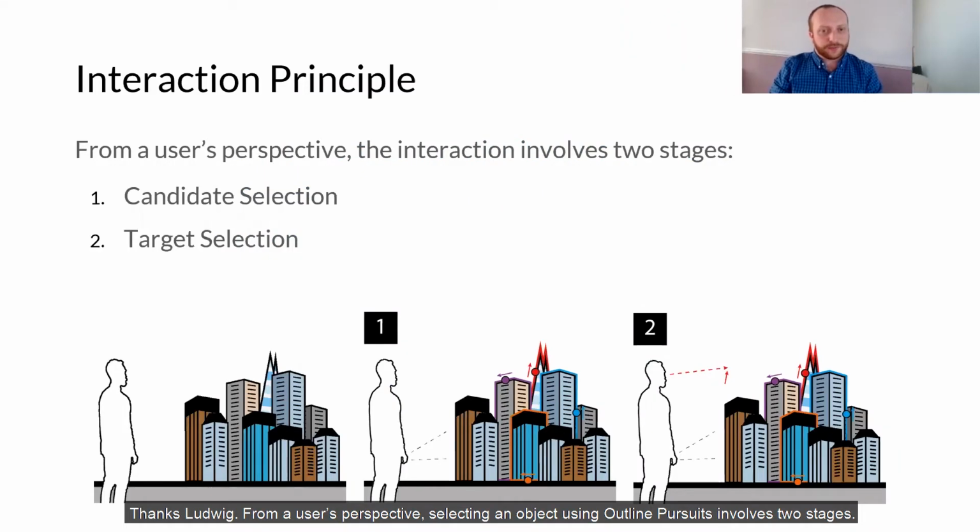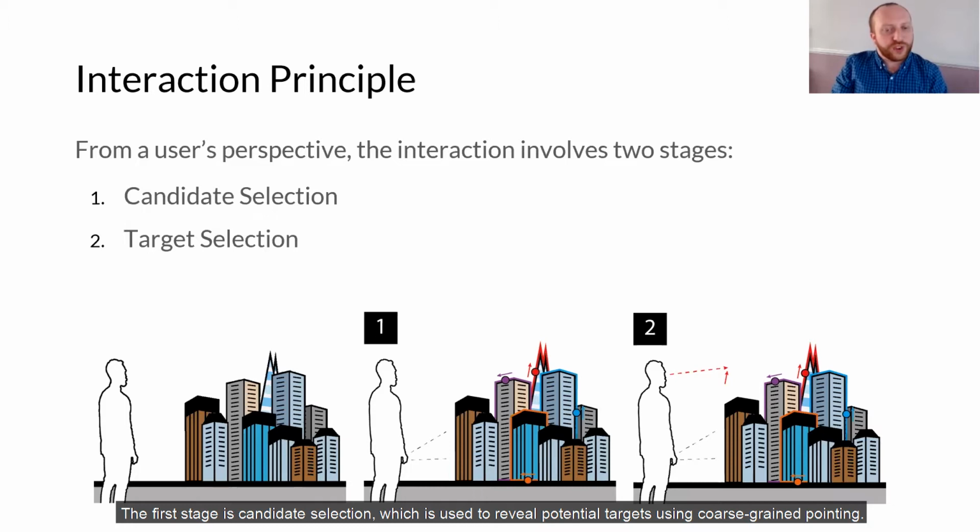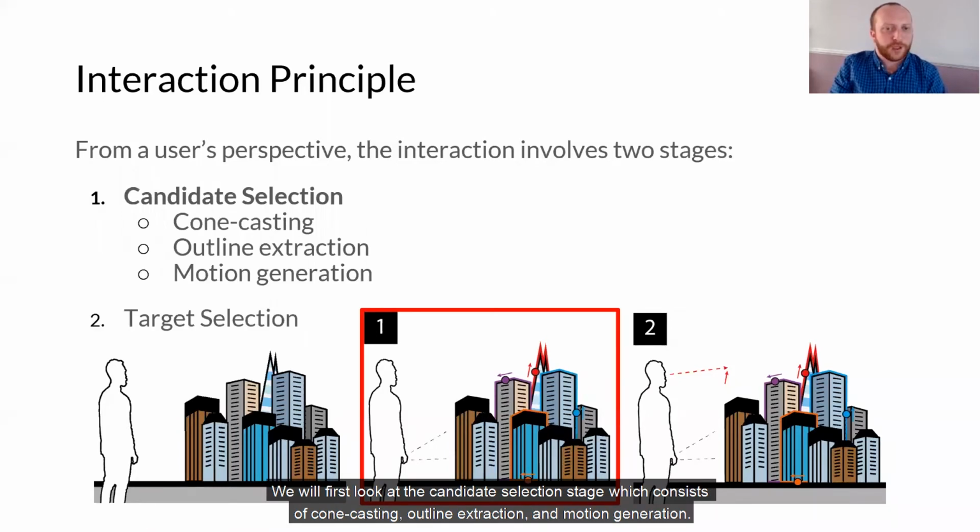Thanks, Ludwig. From a user's perspective, selecting an object using outline pursuits involves two stages. The first stage is candidate selection, which is used to reveal potential targets using coarse-grained pointing. The second stage is selecting one target from the candidates using smooth pursuit-based selection. We will first look at the candidate selection stage, which consists of cone casting, outline extraction, and motion generation.